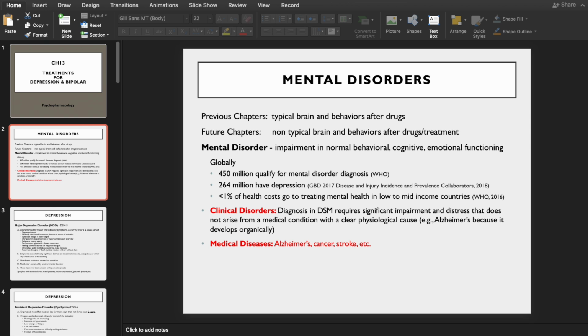So we don't diagnose him with Alzheimer's, that's the medical doctor's job. We diagnose him with a psychological disorder that's associated with Alzheimer's. So he has cognitive issues due to the Alzheimer's. We can't treat the Alzheimer's, we can treat the cognitive issues.